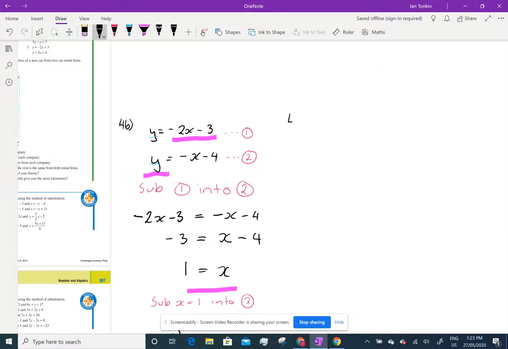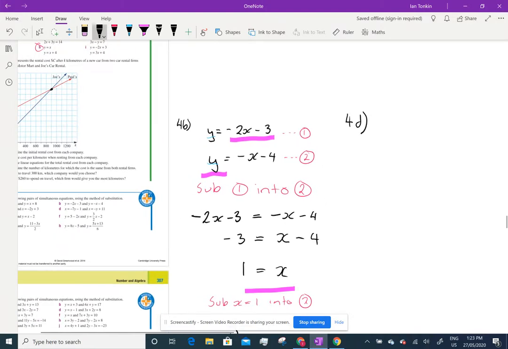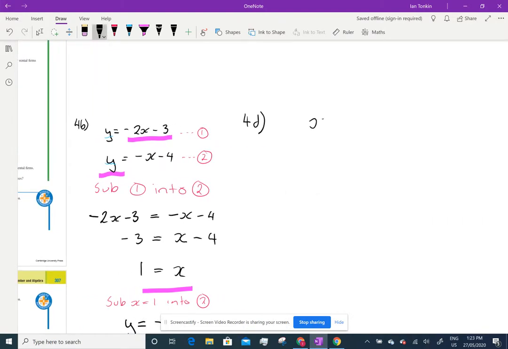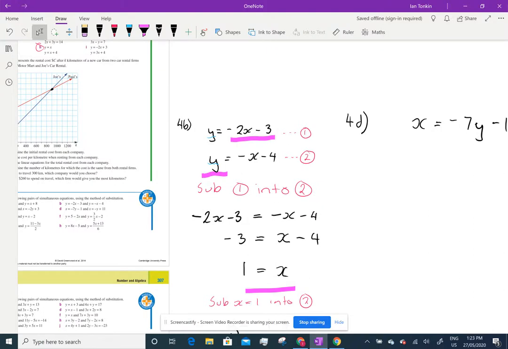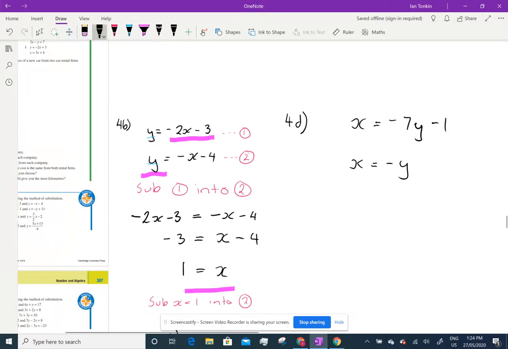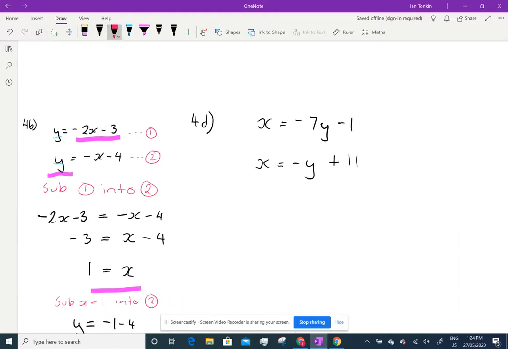And I'm just going to follow the same success criteria. My equations here: x equals negative 7y minus 1, and x equals negative y plus 11. Okay, so I've achieved success criteria number 1. I've written down the two equations. I labelled them equation 1 and equation 2, and please write them above each other.